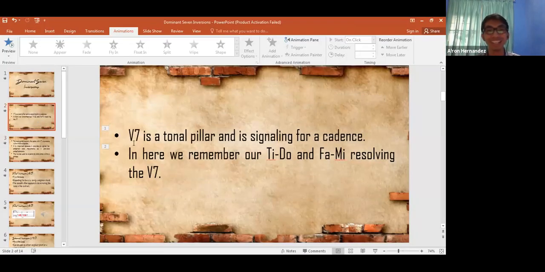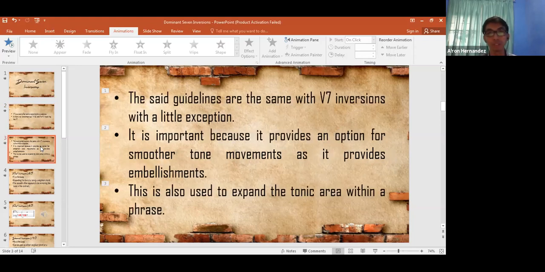Gumagalaw mag-isa. Okay. In here, we remember our Ti to Do and Fa to Mi to resolve the 5/7, at yun palagi yung ating inaalala when it comes to that. And then, but in this case, as we talk about dominant 7 inversions, halos ganoon din yung idea, but then with some of the exceptions.